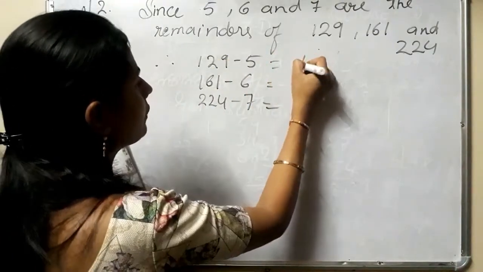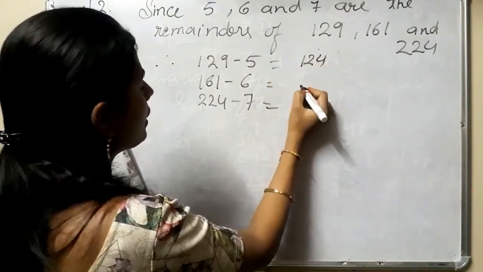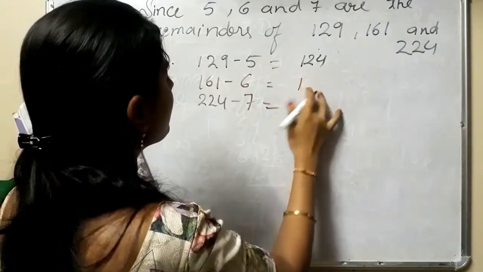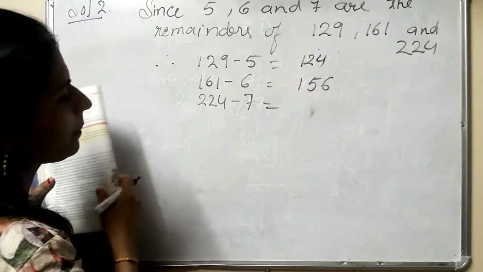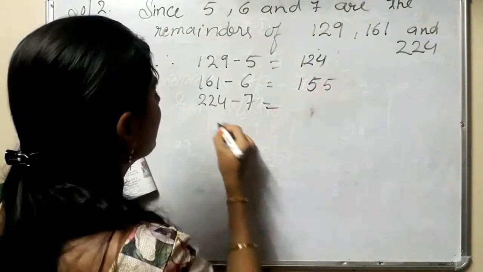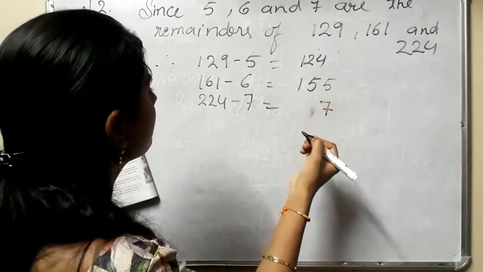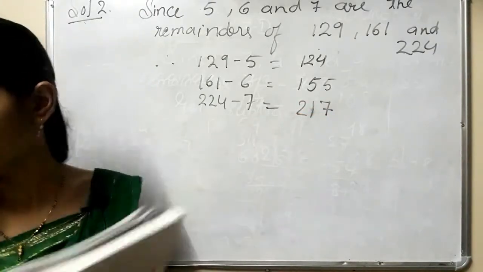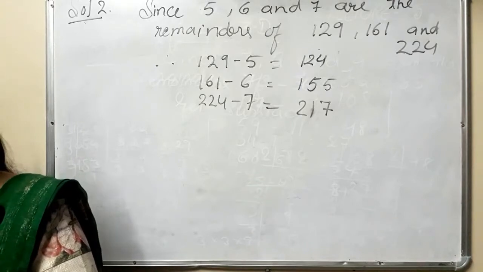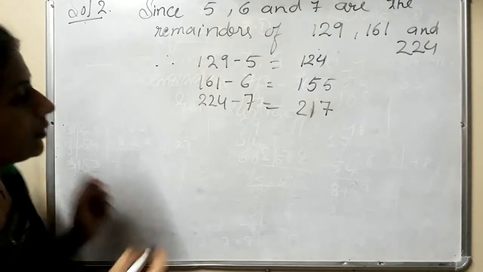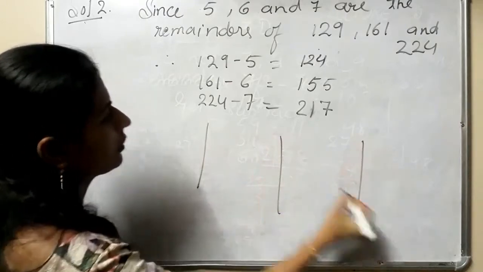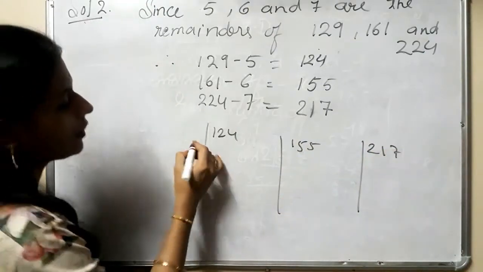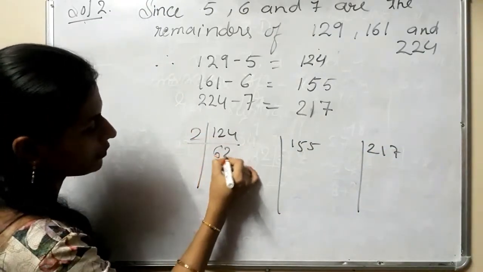Now when you subtract, here 124, here 156, sorry 155, then here 217. Now find the HCF of 124, 155 and 217. Okay, when you find the HCF by 2, 2 6s are 12, 2 2s are 4, 2 3s are 6, 2 1s are 2.